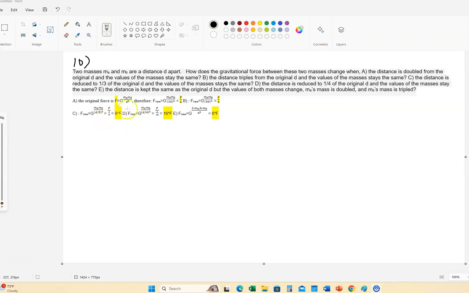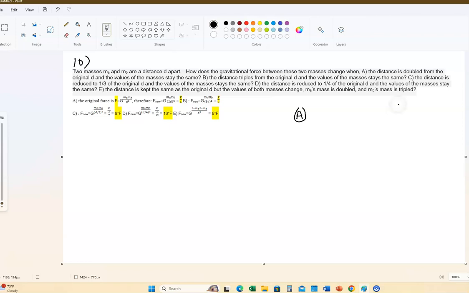All right, so here's number 10 of our practice problems. It says you have two masses, MA and MB, that are distance d apart. Let's draw a little picture. This is mass A, and this is mass B, and the distance is from their centers, just to let you know.